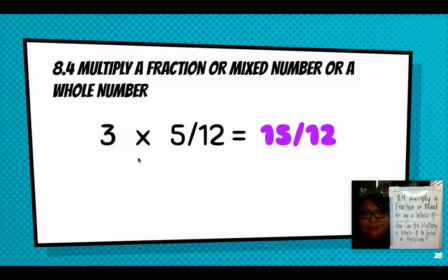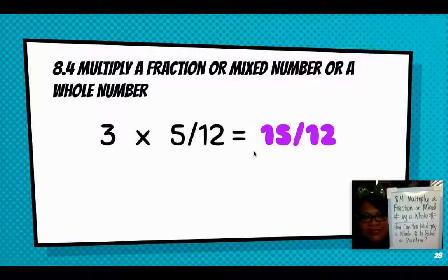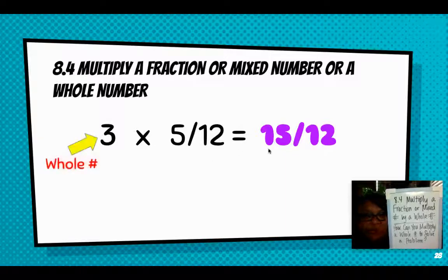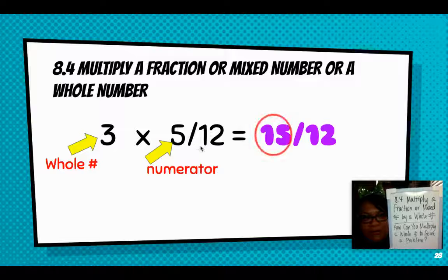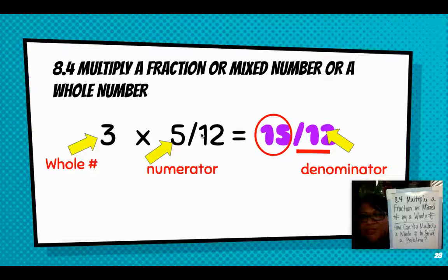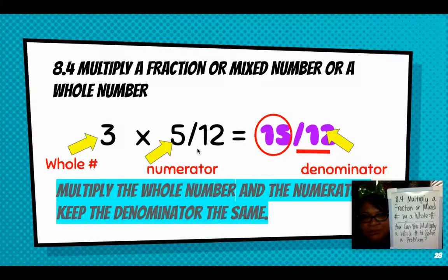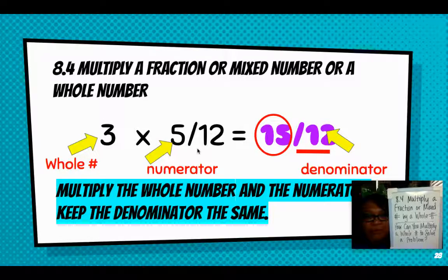So we looked at a problem like this in the last video. 3 times 5/12 equals 15/12. How did we get that number here? Well, we multiplied the whole number of 3 times the numerator of 5, and we get 15. And where did the 12 come from? Well, that's the denominator in the fraction right here. Multiply the whole number and the numerator, and you keep the denominator the same.